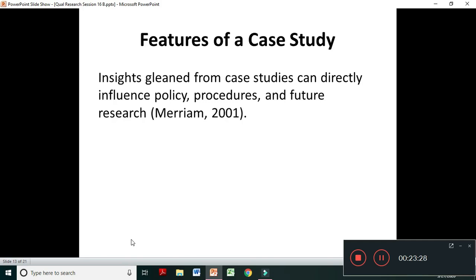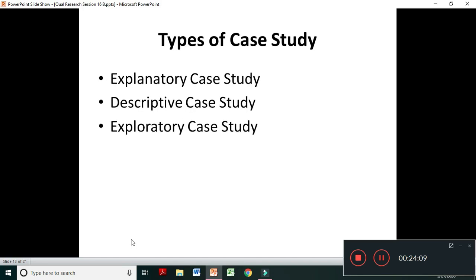Insights gleaned from case studies can directly influence policy, procedures, and future research. It is so important. Case study research is very, very important because the findings of the case study develop the insights of policymakers and other researchers, and these insights can directly influence future policy and procedure and even further research. So case study is an important kind of study as it develops people's insights that have an impact on future policy and devising certain procedures for organizations and at the national level.